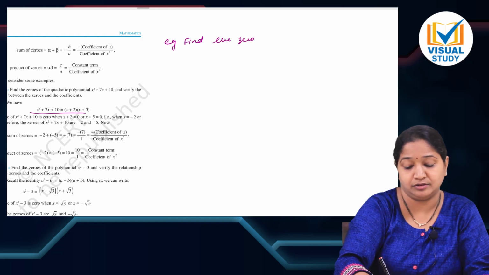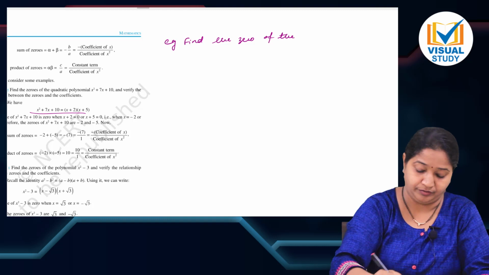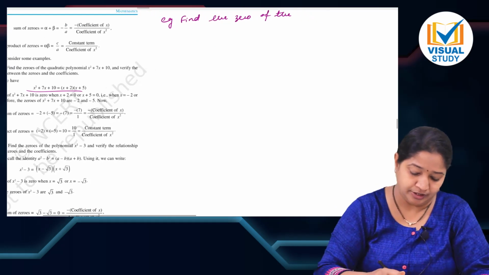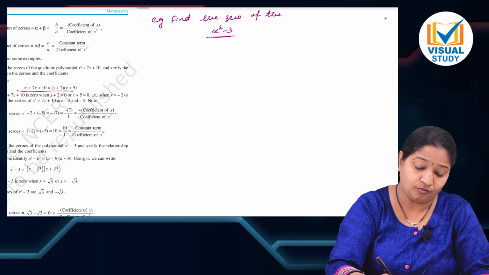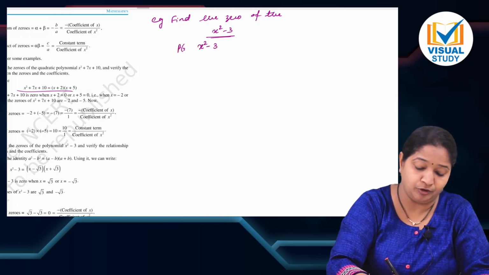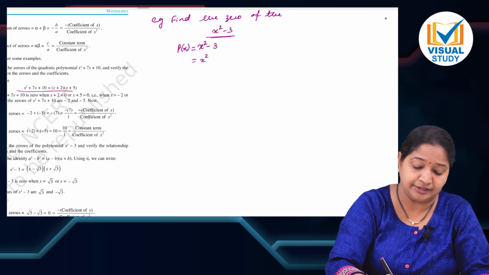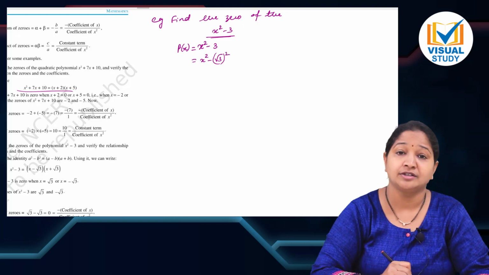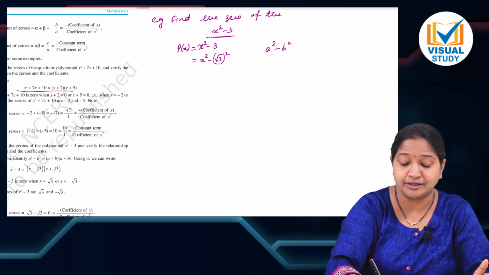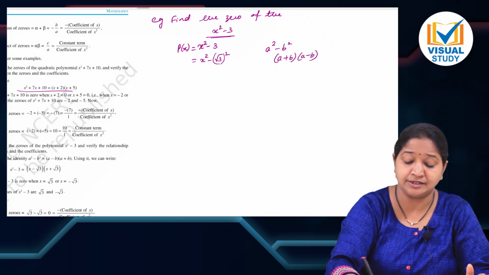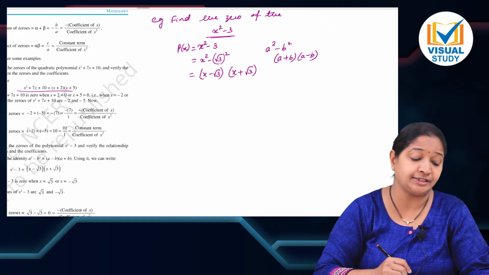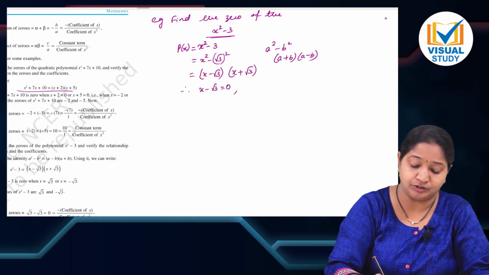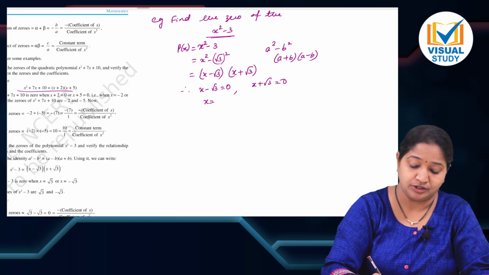Find the zeros of the polynomial x square minus 3, and verify the relation. So p of x is equal to x square minus 3. That will be x square minus root 3 square. And you can use the formula a square minus b square, that is a plus b and a minus b. So what is that? X minus root 3 and x plus root 3. And therefore, x minus root 3 equal to 0 and x plus root 3 equal to 0. X equal to root 3 and x is equal to minus root 3.